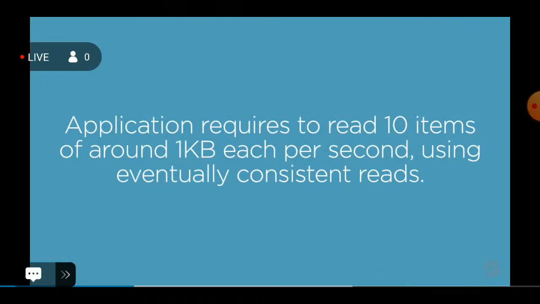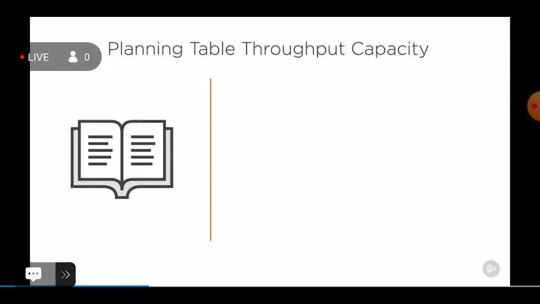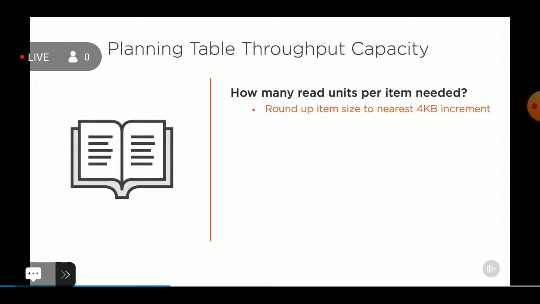The application requires reading 10 items of around 1 kilobyte each per second using eventually consistent reads. First, we need to calculate how many read units per item are needed. We need to round up the size of the item being read to the nearest 4 kilobyte increment. In this case, 4 kilobytes. If we needed to read an item that's 5 kilobytes in size, we would round up to 8 kilobytes, but in this case it's only 4 kilobytes. We need to then divide this number by the size of one read unit to get how many read units are required for one item. In this case, 4 divided by 4 is one read unit per a 1 kilobyte item.